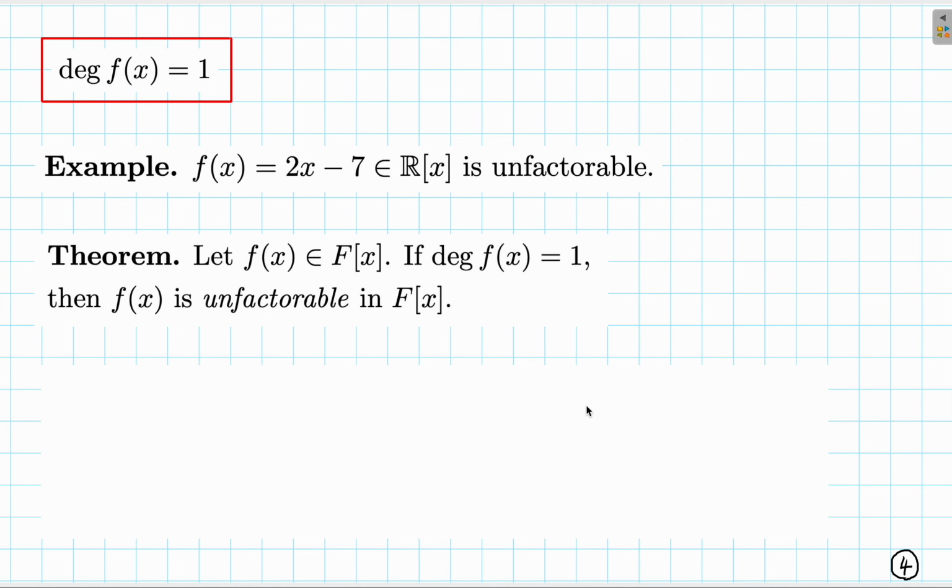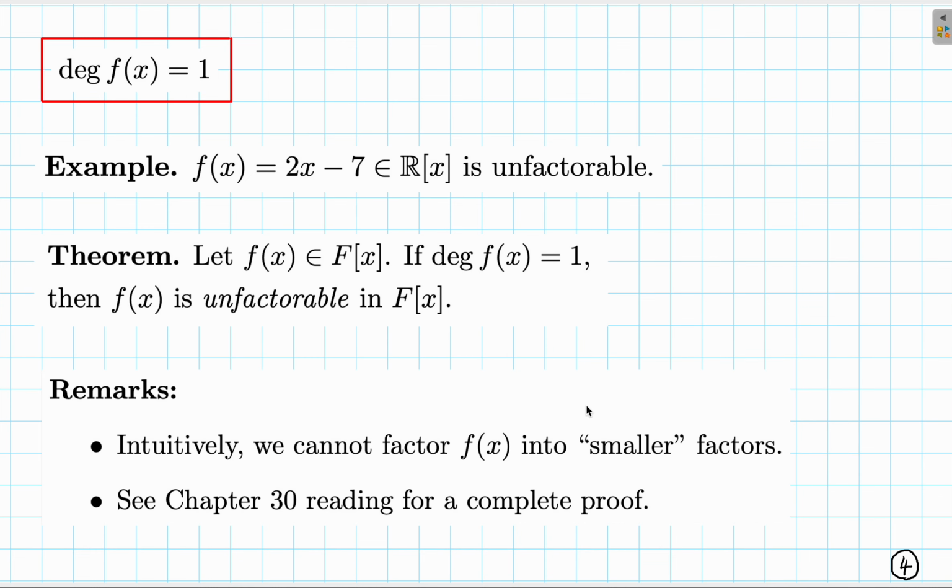Now, intuitively speaking, this theorem is true because degree 1 polynomials are too small, and therefore we cannot factor f(x) into smaller factors. But for a complete proof of this theorem, please take a look at Chapter 30 in the textbook.